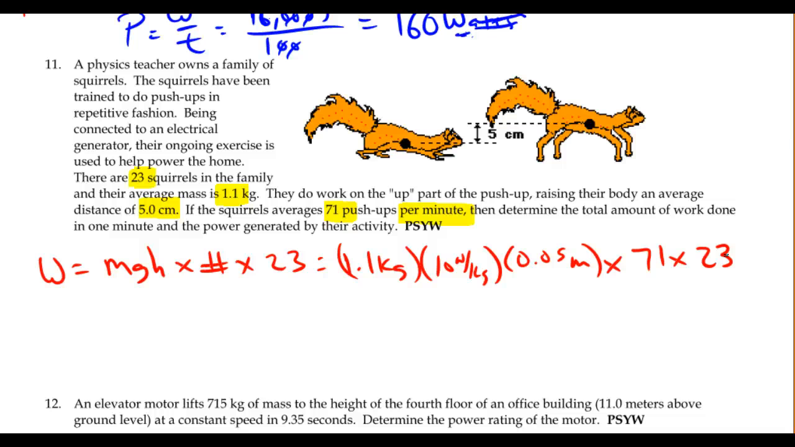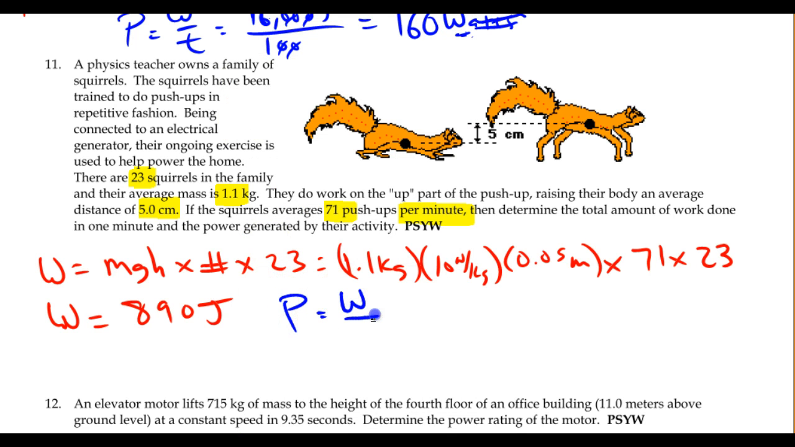Work done per squirrel, per push-up, is a mere 0.55 joules. We're going to multiply that by 71 push-ups, and we're going to multiply that by 23 squirrels, and we are up to an amazing 898, or 890 rounded off, joules worth of work for our family of squirrels. Now, we're going to want to divide that by the time to develop the power.